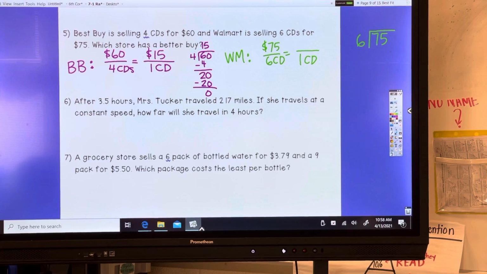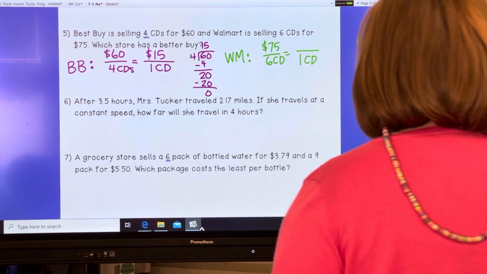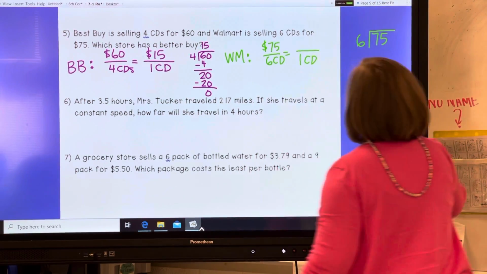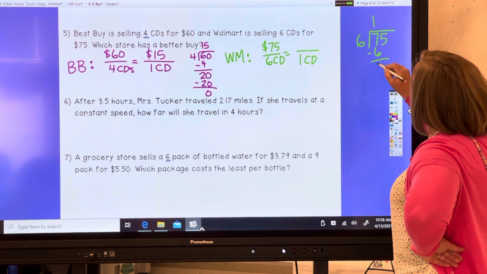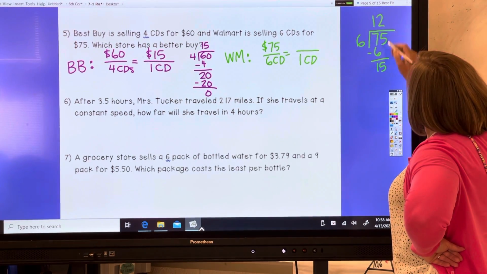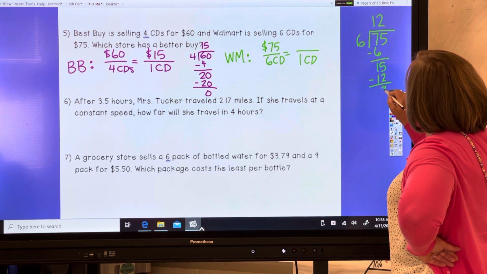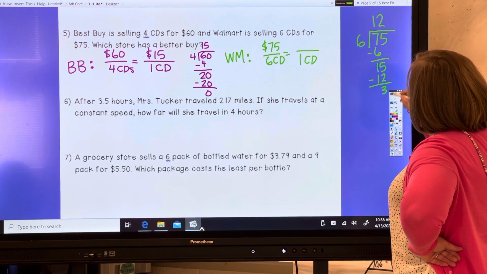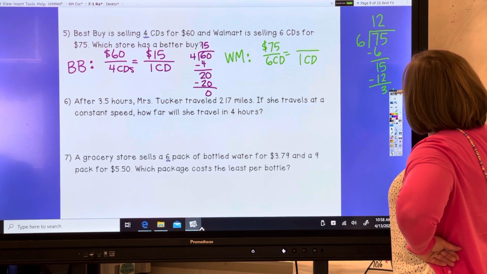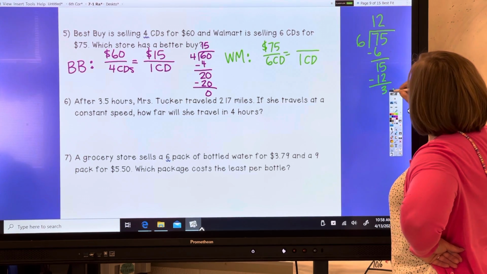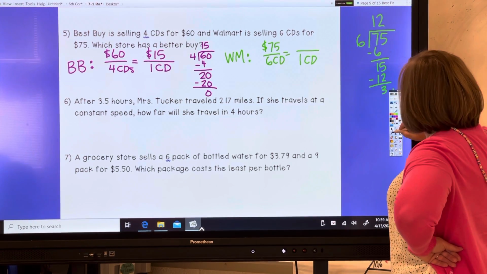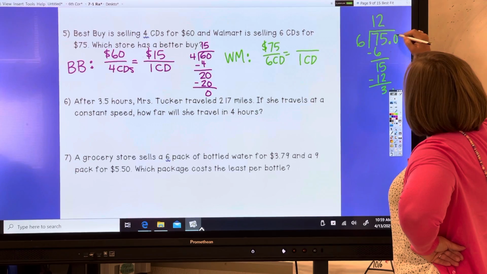How much are CDs at Walmart? $12.30. No, 30 cents. Let's look. All right, can I leave my remainder, Justin? No, we cannot leave our remainder. We're talking about money.